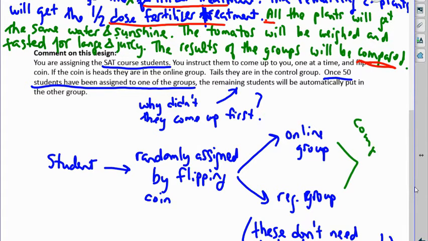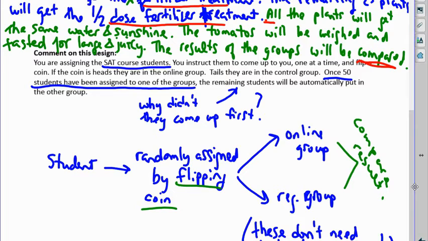Now you would write all this in a narrative, like we did with the tomatoes. I just did a diagram so you can see the idea. But the idea is that if you're flipping a coin, you were consistent and you followed it through all the way to the end.